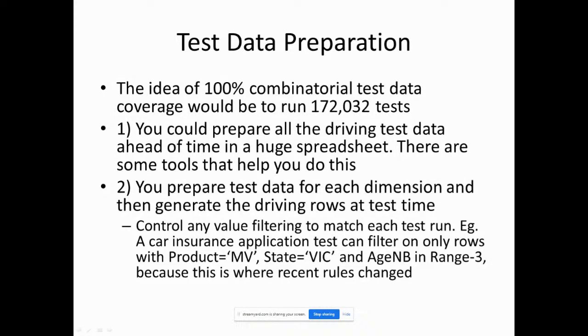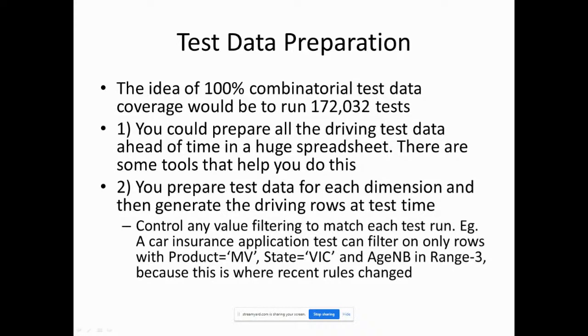So the idea, ideally, would be 100% combinatorial test data coverage. And that would be to run all 172,000 tests. It might be the one test, which is going row after row, but still, you're logging in, you're buying something 172,000 times. But no one actually ever does that. So you could prepare all the driving test data in advance in a huge spreadsheet. And there are tools out there, free tools, that'll help you do this, but still it's a giant spreadsheet. And you could then start filtering it and running your test off it.